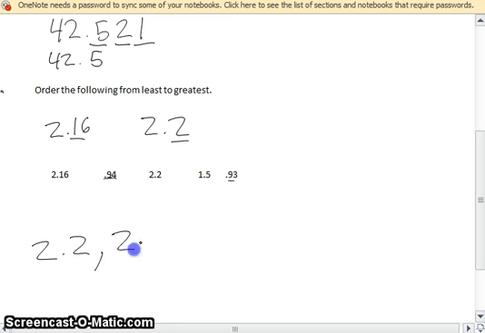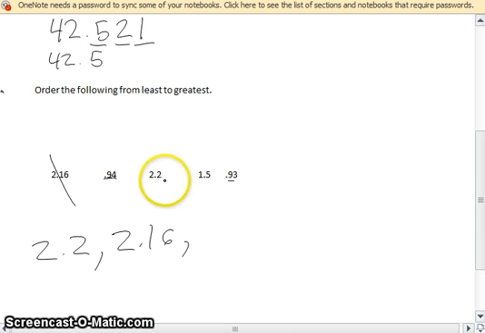The next would be 2 and 16 hundredths. Now we have to go to the next greatest whole number, which in this case would be 1.5. And since there is no other decimal that starts with a 1, 1.5 would be the next greatest number. Now we have to look for the next greatest whole number, but since there aren't any more, we just go to 94 hundredths and 93 hundredths.